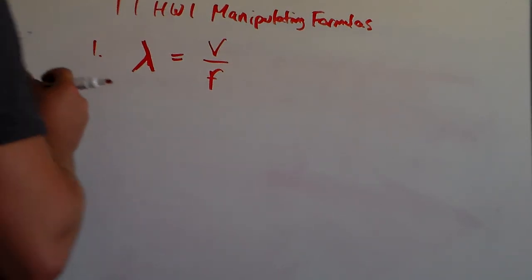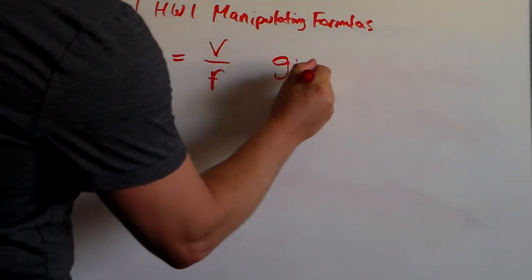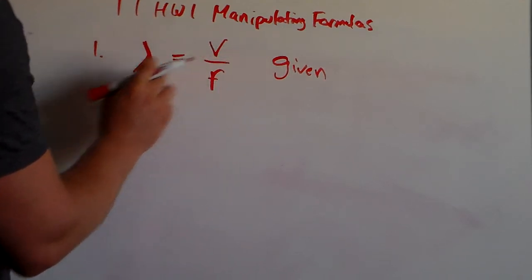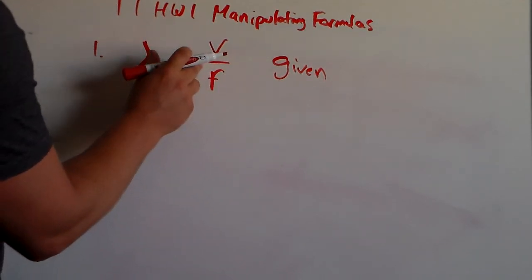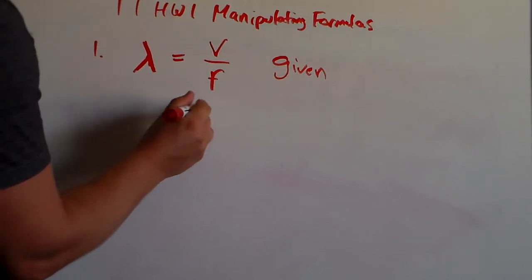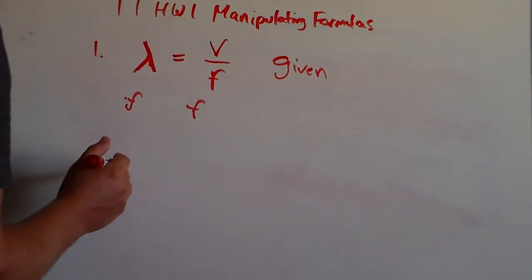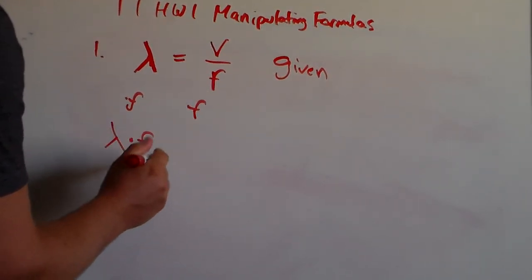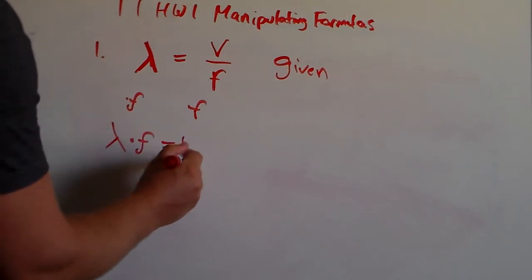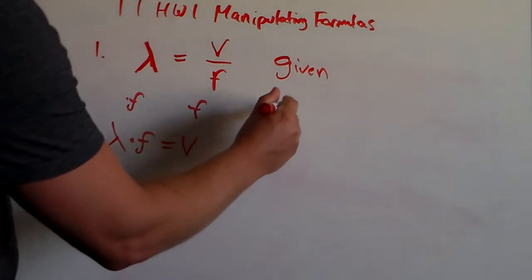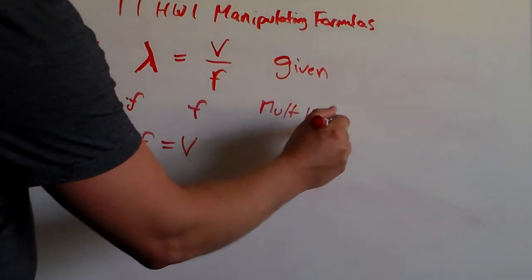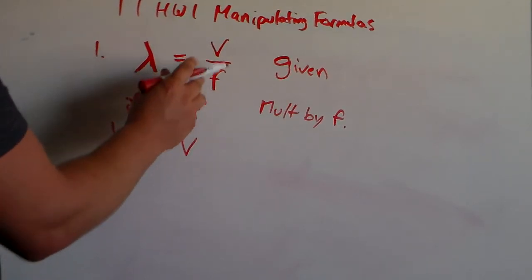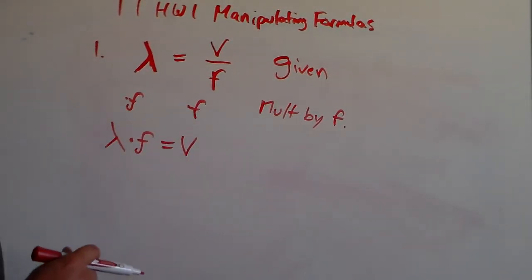So, this is what's given to us here in problem number 1. Our goal is to get f all by itself. Well, now f is in the denominator. I want to get it in the numerator. So I'm going to do the inverse operation of divide by f, and I'm going to multiply by f to both sides. When I do that, it's going to be lambda times f equals v. So I multiplied by the frequency to both sides. Now divide by f and times f, they cancel out. That's why we don't have an f on the right-hand side.